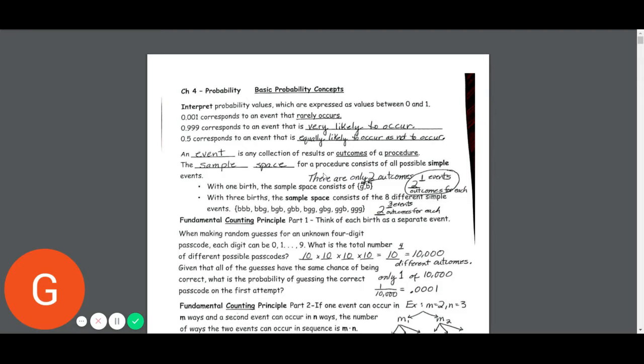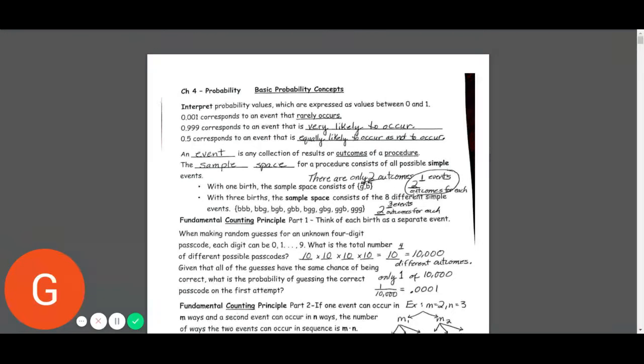An event is a collection of results or outcomes of a procedure. We could go into single and compound events and so forth. We're not going to get into that a whole lot, but we do need to be able to think about the sample space. The sample space for a procedure consists of all possible simple events. With the example of a birth, one birth is one event. It has two different outcomes. Either it's a boy or a girl. And so we could communicate this in brackets like this, girl and boy. There's two outcomes for one event.